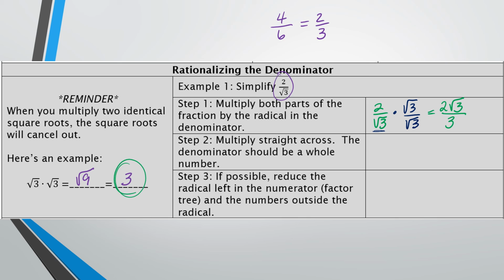Now step 3, we don't have to do it in this problem. In this problem we are done. That's our final answer. In step 3, it says, if possible, reduce the radical that's left in the numerator. So that would be this, like the square root of 3 right here. If you could do a factor tree, you would have to reduce it. And then you would look at the numbers on the outside of the radical to see if those also reduced. But like I said, in our example, it doesn't. And in most of the problems that we do in this unit, they're not going to be very complicated. But if you were to do something where you had to rationalize the denominator and it was more complicated, that's what you would need to do.